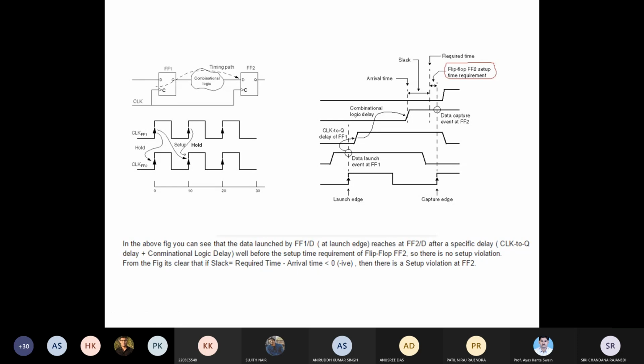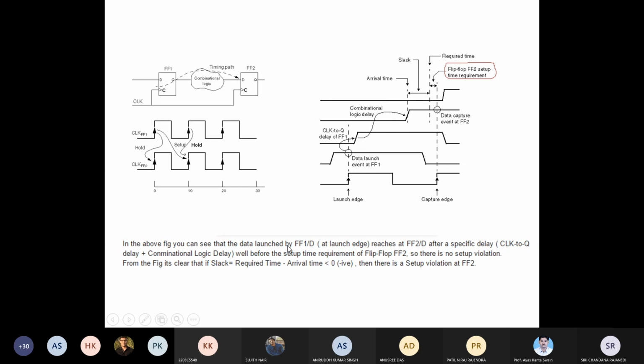And also from here, three important terminologies of timing analysis we will understand. In the above figure we can see that the data is launched at FF1D. There is a clock here. The launching edge is the first pulse of your clock, and the second pulse of your clock is the capture edge of the flip-flop for this particular design.